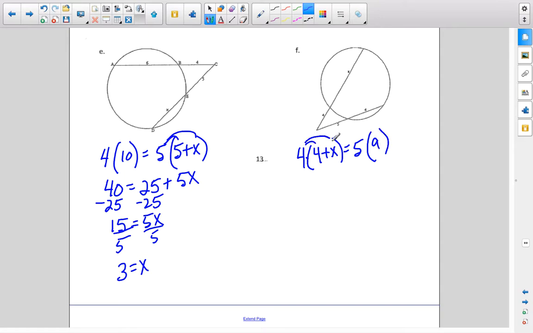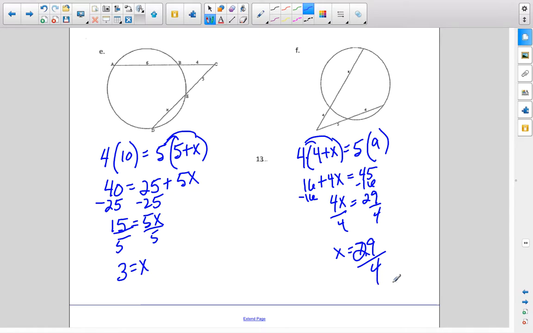So distributing this 4, I get 16 plus 4x equals, and 5 times 9 is 45. Subtracting 16 from both sides, I'll get 29. Dividing both sides by 4, x equals 29/4. Let's see, that will go in there... Oh, I better just leave it as 29/4, because that can't be reduced. We'll just leave it there.